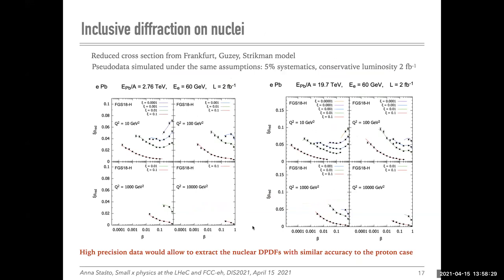Two more results. I just show you the simulated data on inclusive diffraction on nuclei using the model by Frankfurt, Guzzi, and Strikman, with also rather conservative assumptions, 5% systematics and two inverse femtobarns luminosity. We have not performed here the extraction of nuclear PDFs because there are no nuclear PDF data from HERA. HERA didn't have nuclei, but this would be the first measurement and possibility of extraction of nuclear DPDFs with similar accuracy to the proton case.